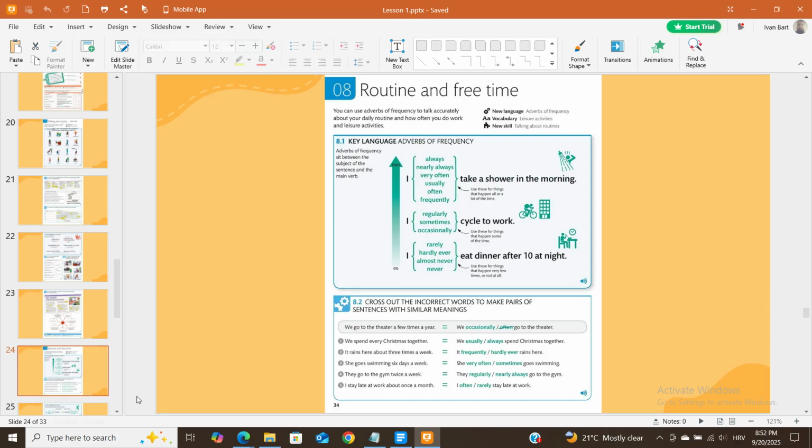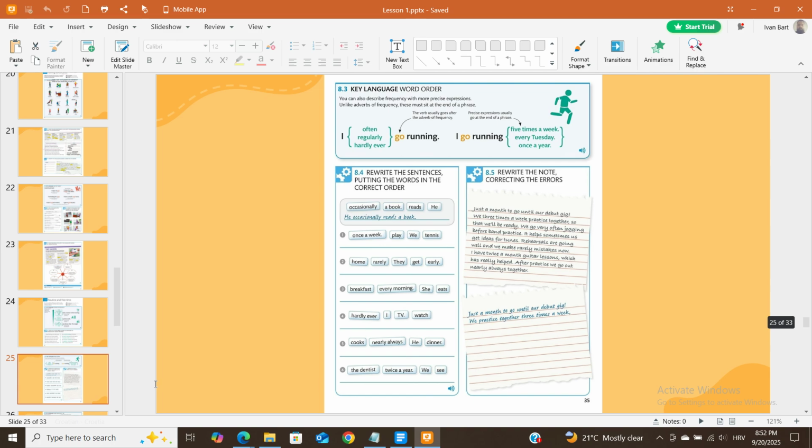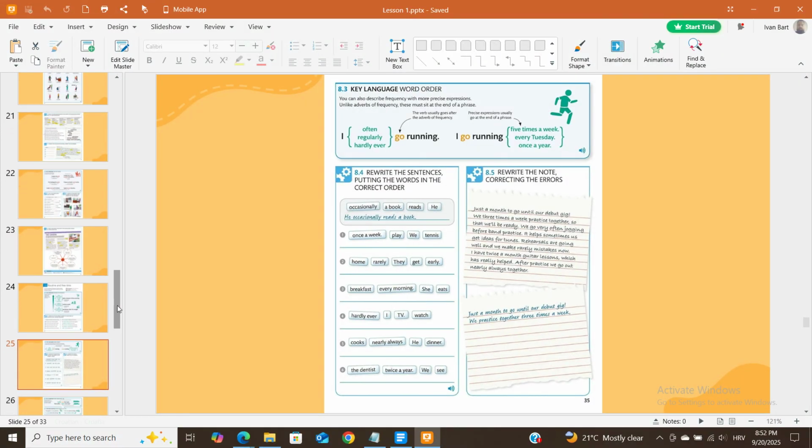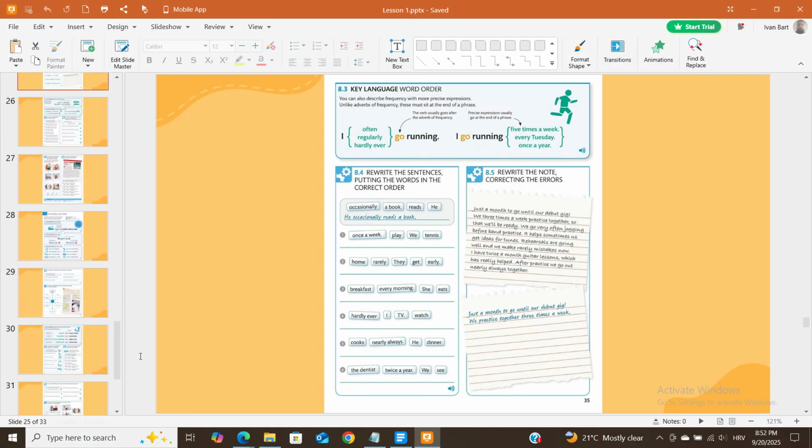8.3 Key language: word order. You can also describe frequency with more precise expressions. Unlike adverbs of frequency, these must sit at the end of a phrase. The verb usually goes after the adverb of frequency. Precise expressions usually go at the end of a phrase.